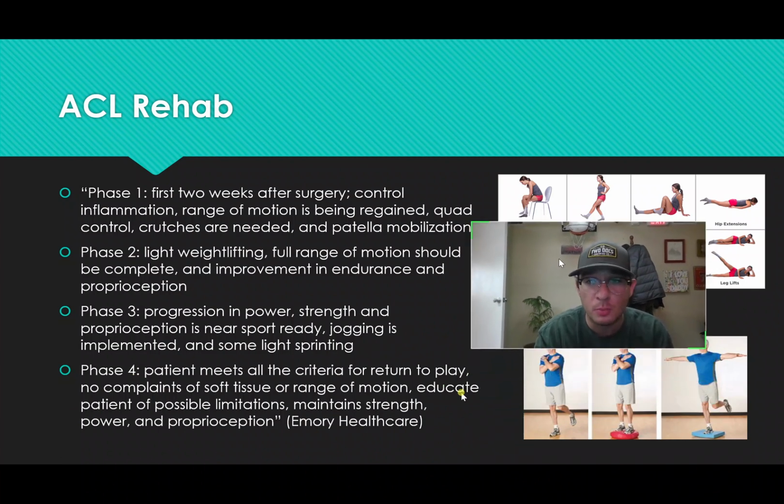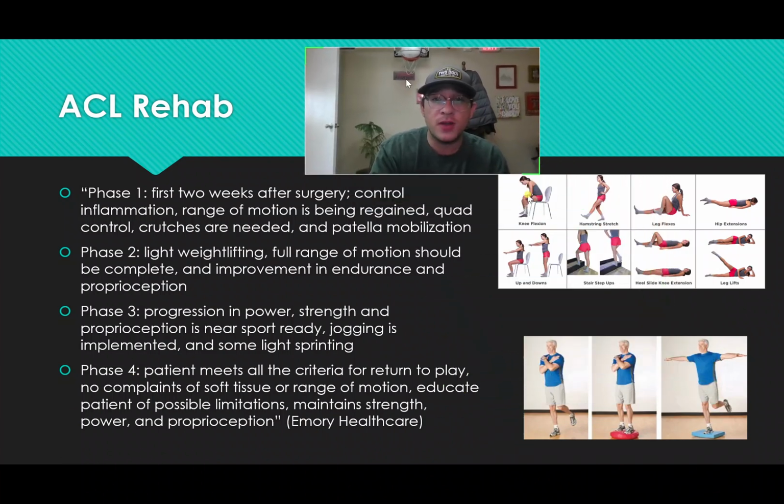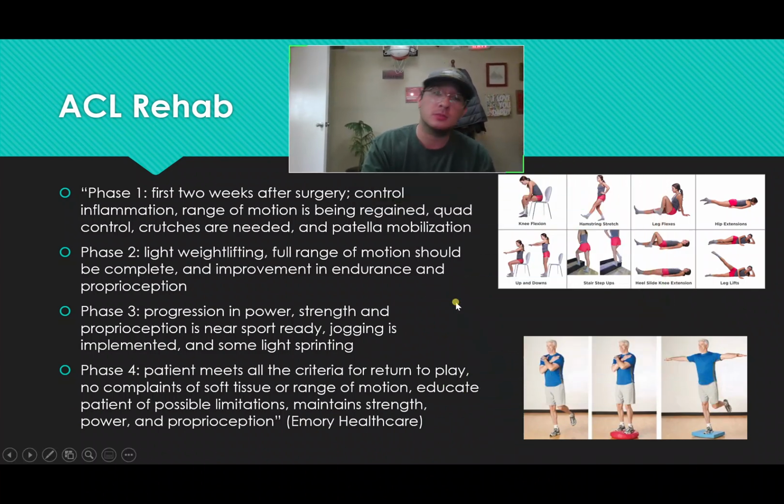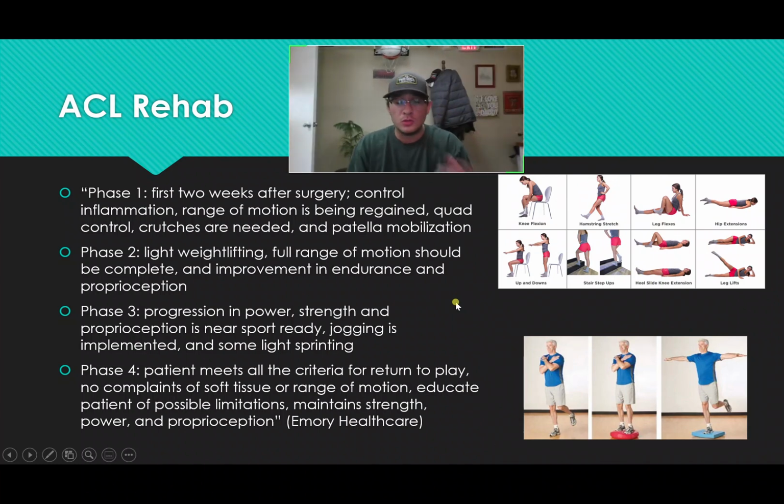The third phase is progression in power, strength, and proprioception. This is very important because this is going to be very close to return to play, so they want to get all that strength, power, and proprioception back into that joint. Jogging is going to be implemented with some light sprinting, so this is where she is, light sprinting, doing more jogging, light workouts, and a lot more plyometric work as well.